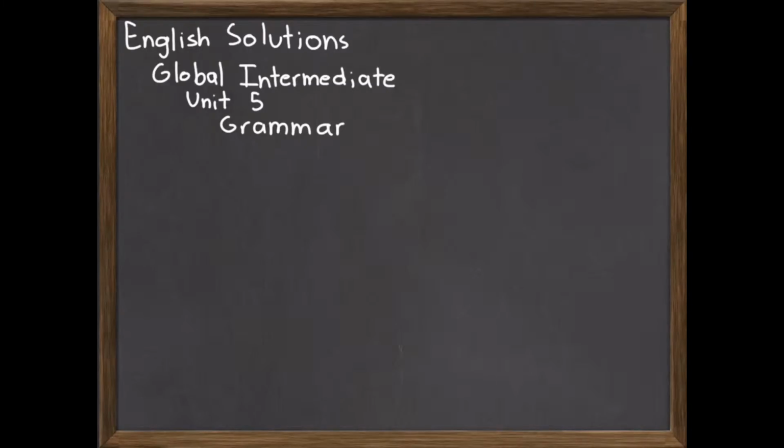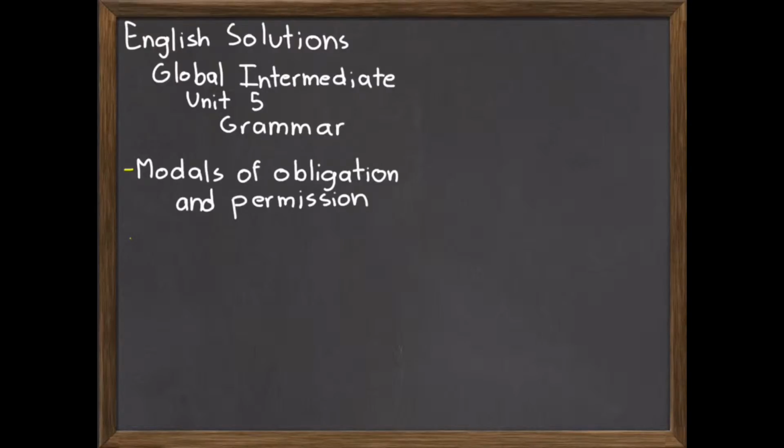Today, we will be looking at the Global Intermediate book, Unit 5, and the grammar section. In this grammar section, we will look at 4 different parts or topics. The first one will be the modals of obligation and permission. We will look at what these modals or modal verbs are and when to use them. We will also look at past modals of obligation.